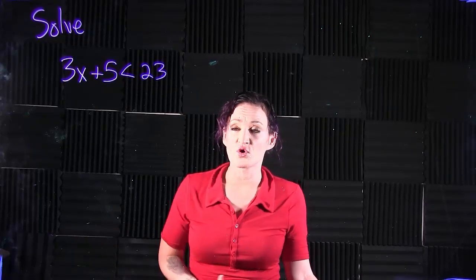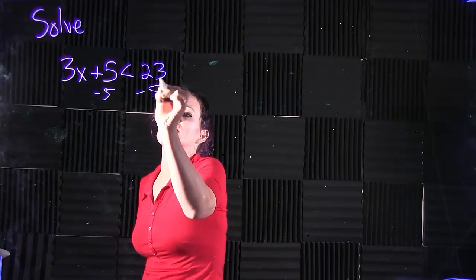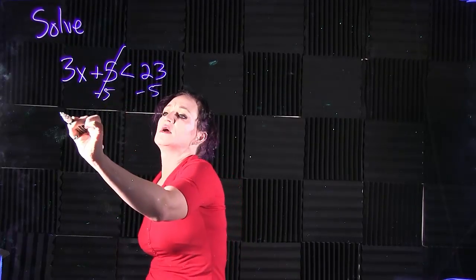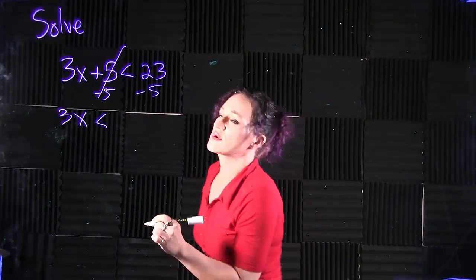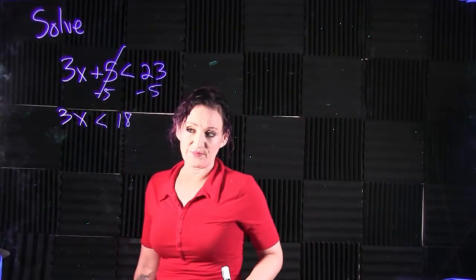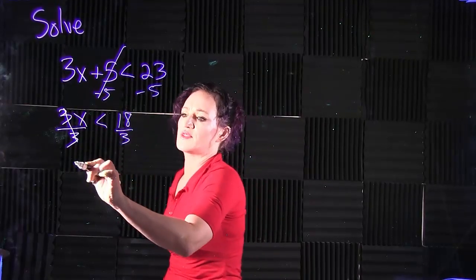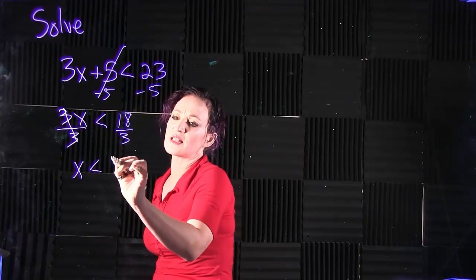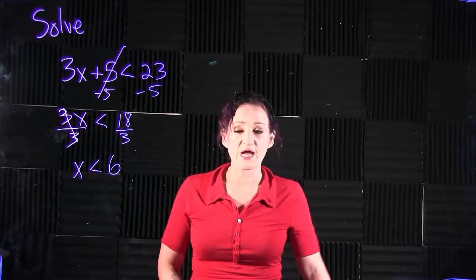otherwise solve as normal. So we're solving for x here, so the first thing I'm going to do is subtract that 5 on the other side. Dropping down the 3x, dropping down our symbol, 23 minus 5 is an 18. Divide out the coefficient here, so we're going to divide both sides by 3, and we get that x is less than 6.